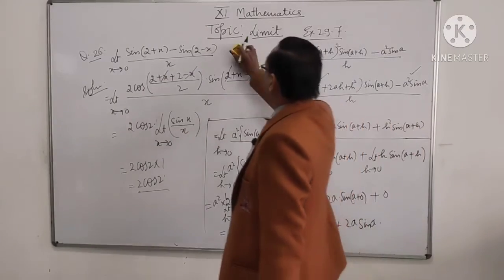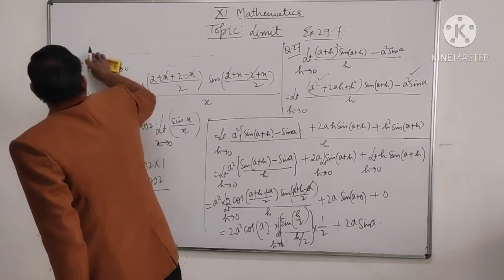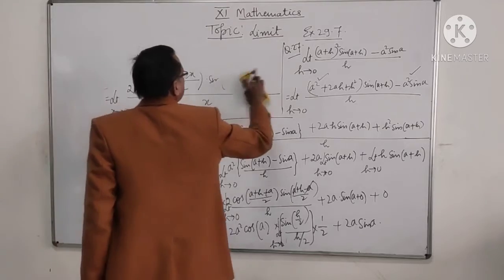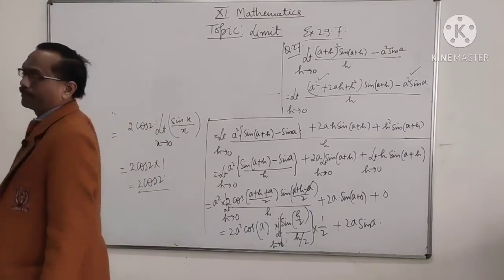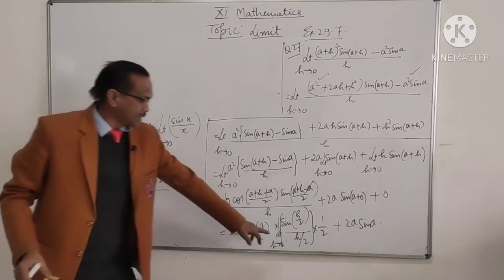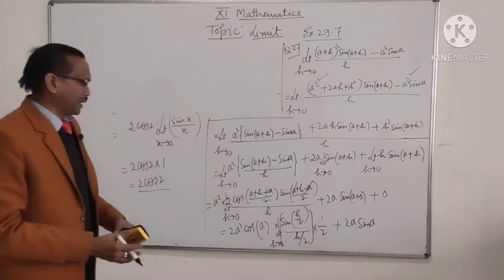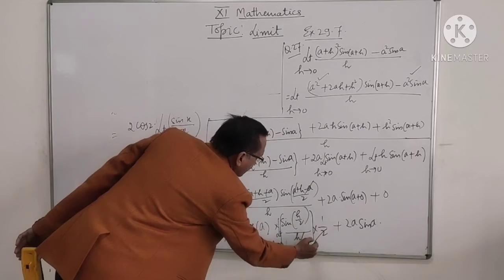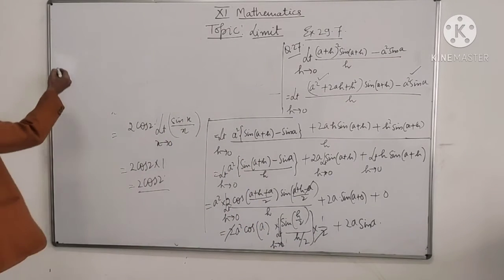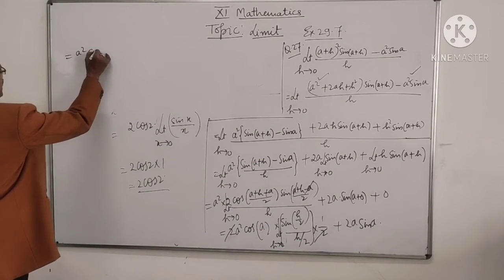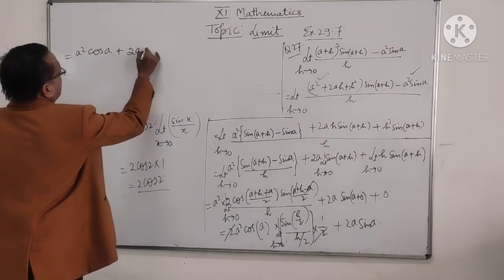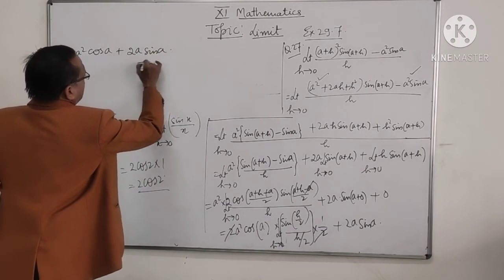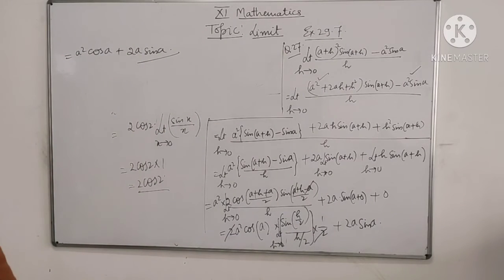Now here this limit is 1 and 2 cancel out, then it is simply a square cos a plus 2a sine a. This is the limiting value of the function.